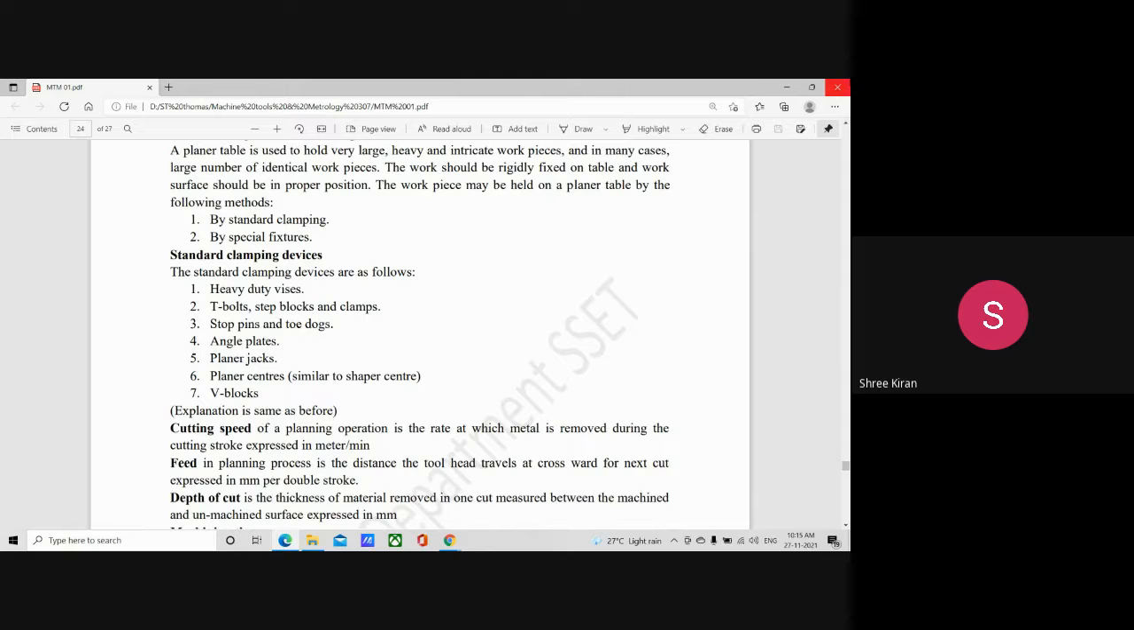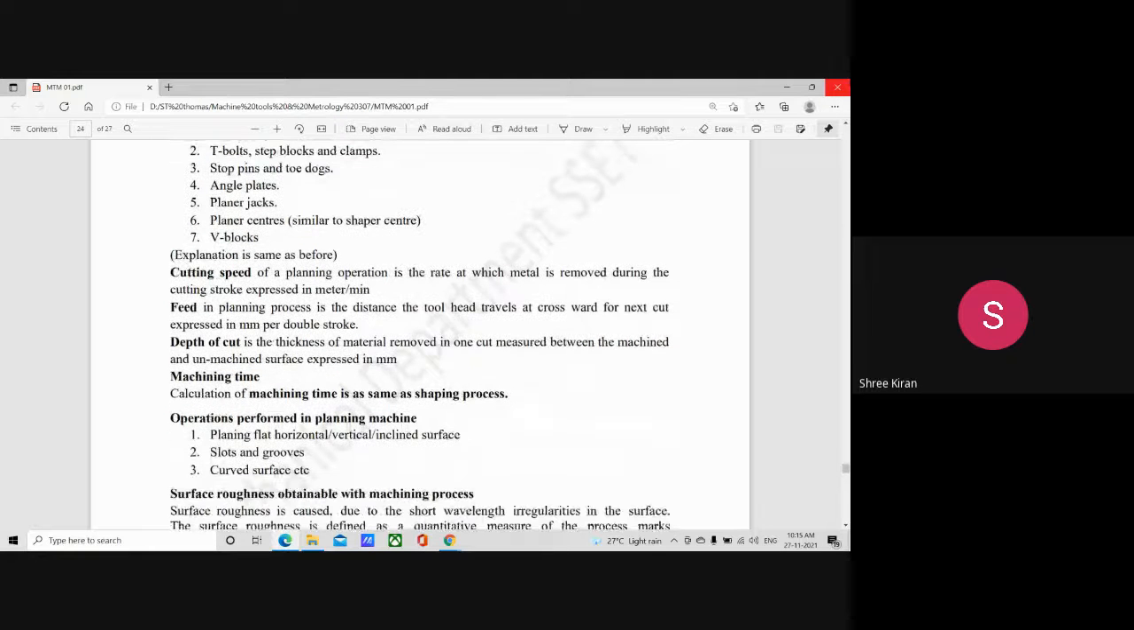Now, while doing the workpiece, we have certain operations and parameters like cutting speed, feed, depth of cut, and machining time for the planing machine also. Because for a planing operation, the cutting speed is the rate at which the metal is removed during the cutting stroke, expressed in meters per minute.